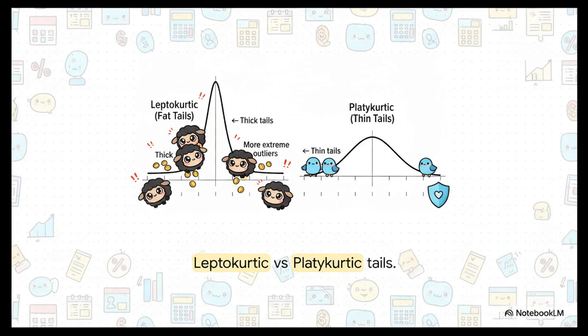In the business and finance world, leptokurtic is a massive red flag. Those fat tails mean that extreme outliers, those rare black swan events, are lurking out there with a much, much higher probability than a normal curve would ever predict. It's a game changer for understanding risk.